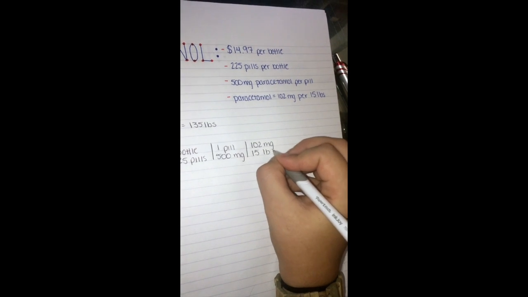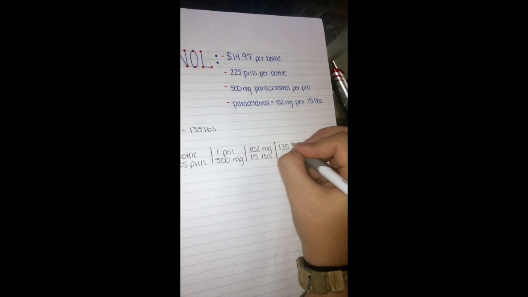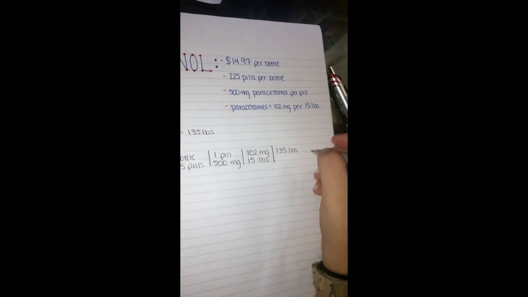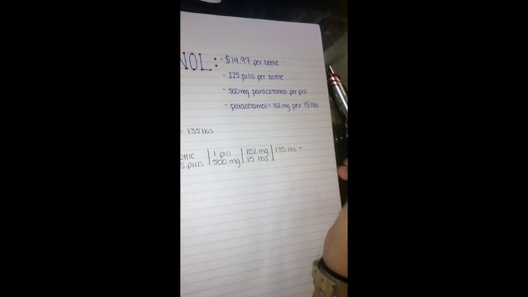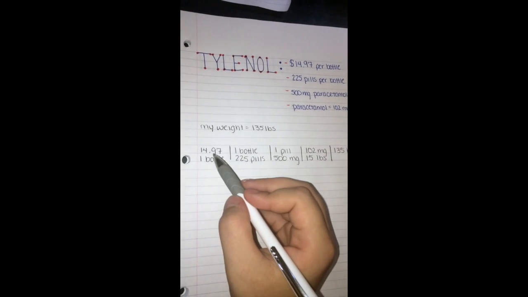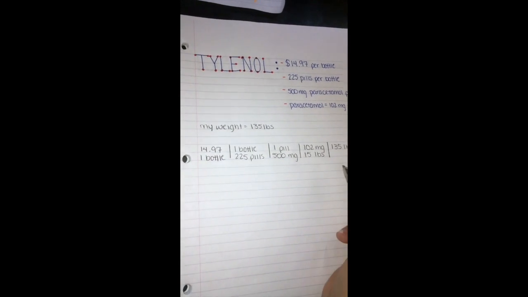15 pounds. Now I weigh 135 pounds. We don't need to put me down there because we know what I'm talking about. And then that just leaves us with the money down here that we're going to find. Now what you're going to do is multiply the top, and then you're going to end up dividing that by the bottom.